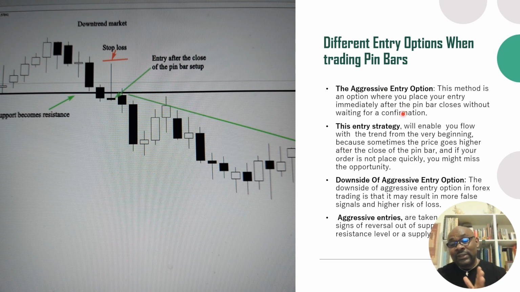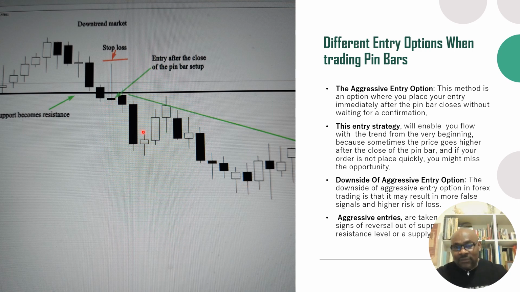This is the advantage of this aggressive entry option: it enables you to flow with the trend from the very beginning, because sometimes the price goes higher after the close of the pin bar, and if your order is not placed quickly, you might miss the opportunity. So that is how it is here. As soon as the pin bar closes with a rejection like this, you immediately place your entry. Then you flow with the trend.